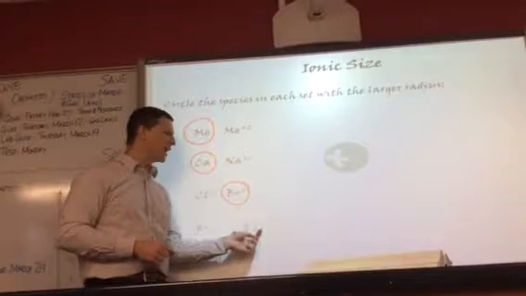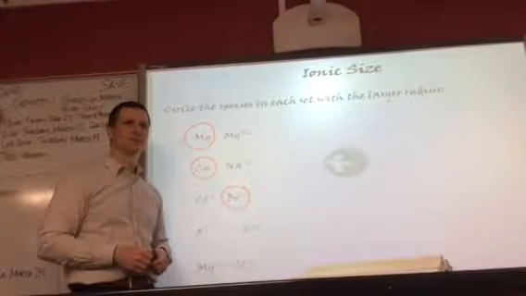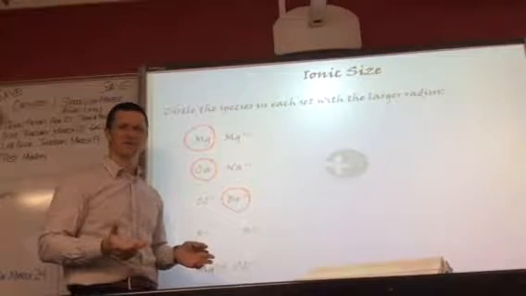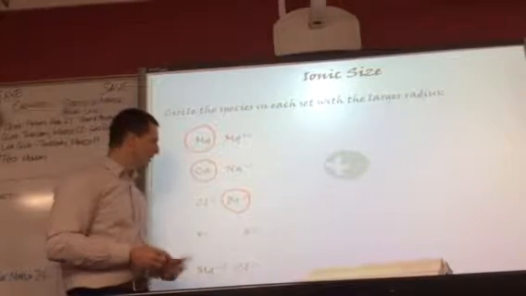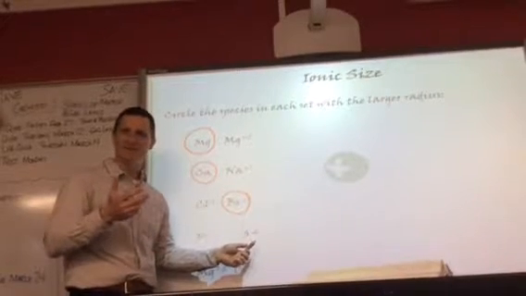What about oxide? How many electrons does the oxide ion have? 10, right. This gains 1 electron, this gains 2 electrons. It goes from 8 to 10.